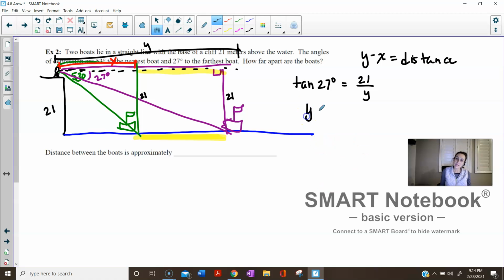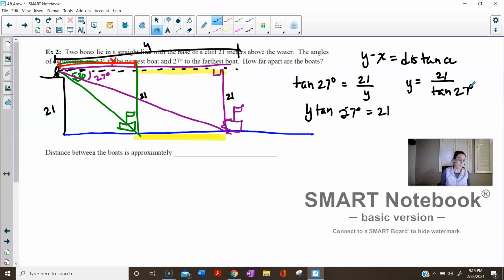So now y tangent of 27 degrees is going to equal 21. And then you would divide by tangent of 27 degrees. So y equals 21 divided by the tangent of 27 degrees. So throw that into your graphing calculator, use a fraction bar, and then in the top type in 21, and on the bottom type in tangent of 27 degrees, enter.